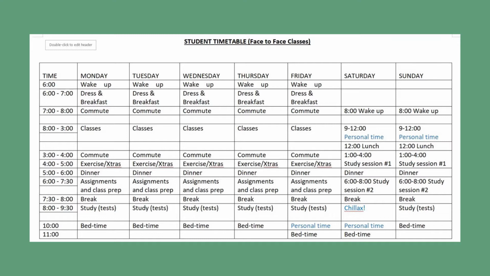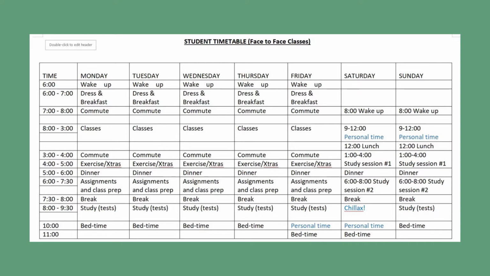So when you leave school at 3 o'clock, you have between 3 to 6 for a range of activities that really does not include studying. Your commute, extra lesson class, exercise, or dinner. In terms of studying, at 6 o'clock in the evening, there is your first segment from 6 to 7:30, where you will do assignments and or prepare for your classes.